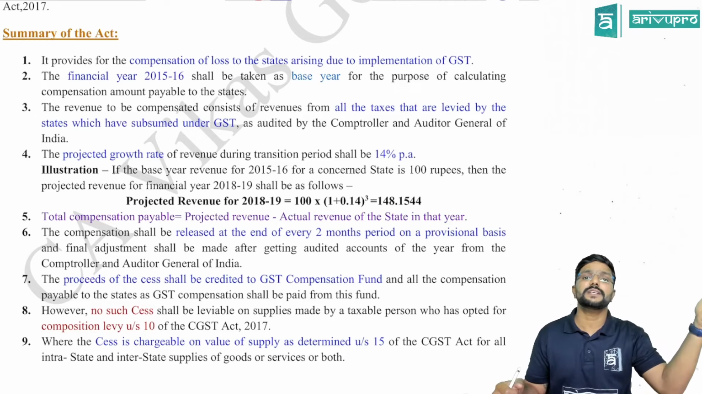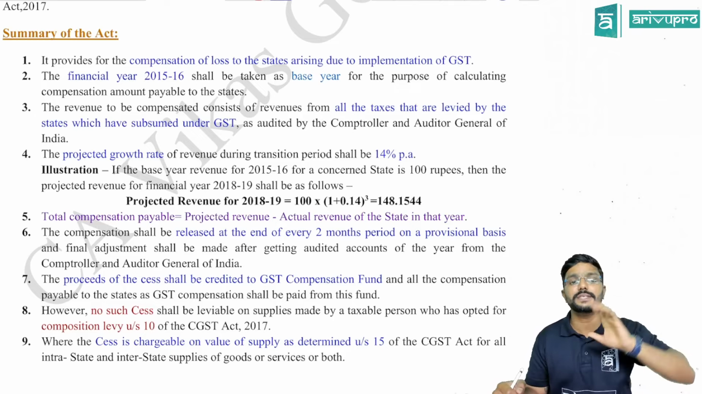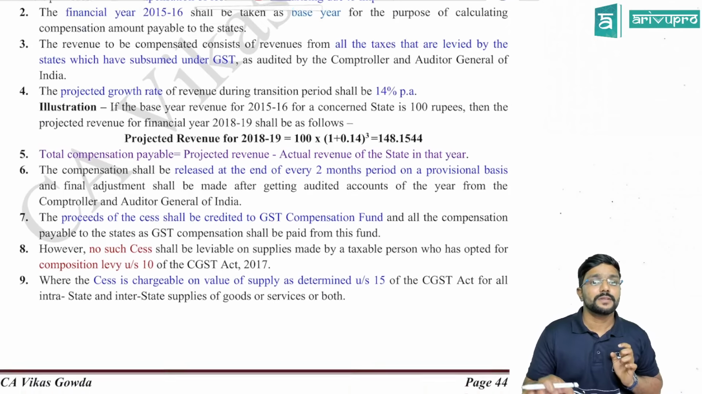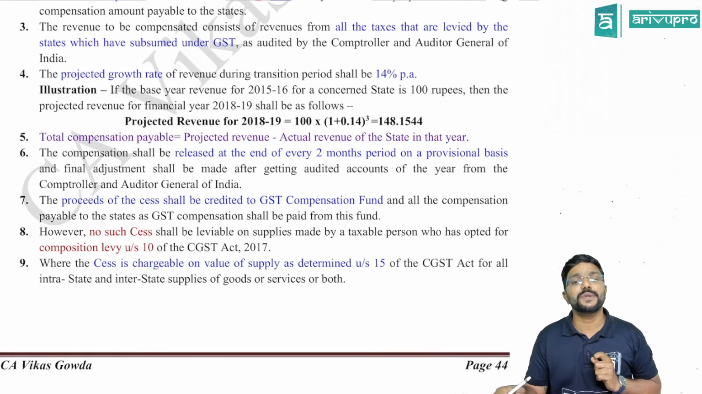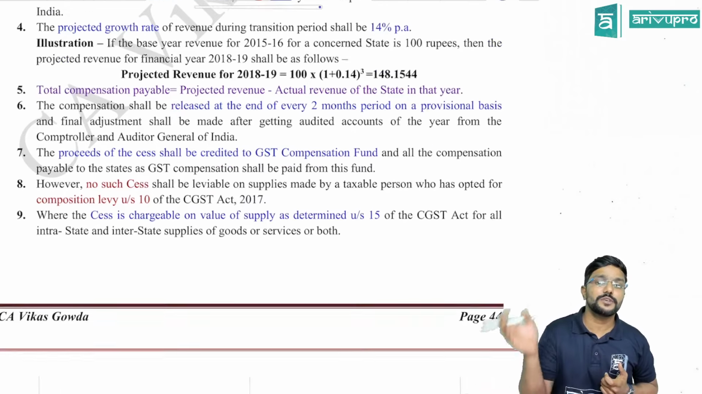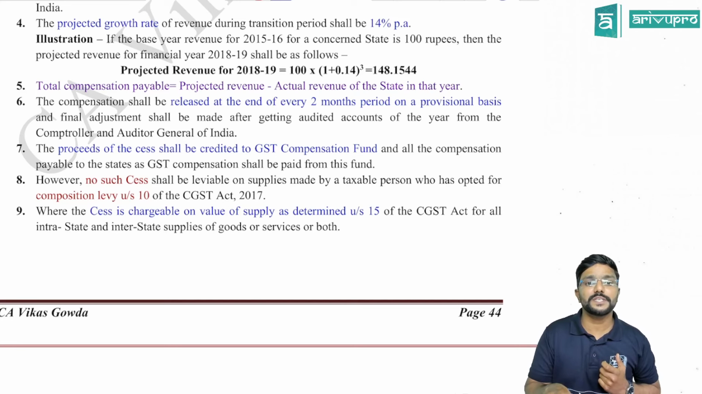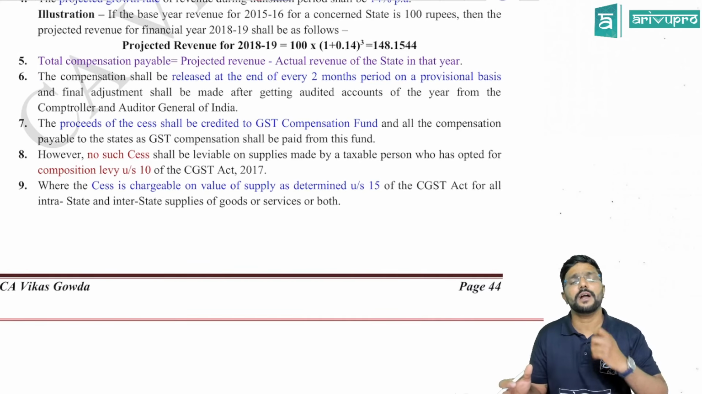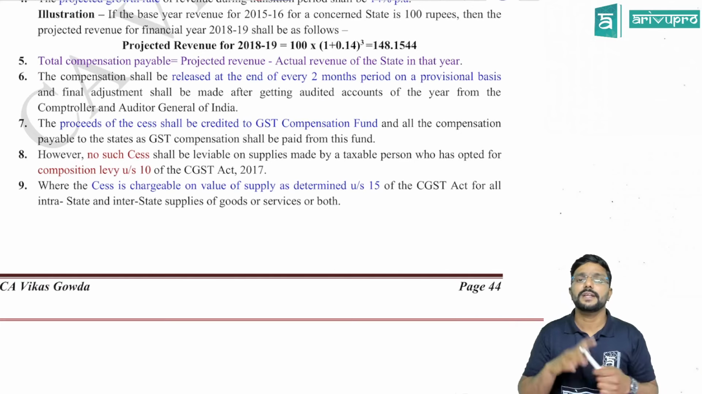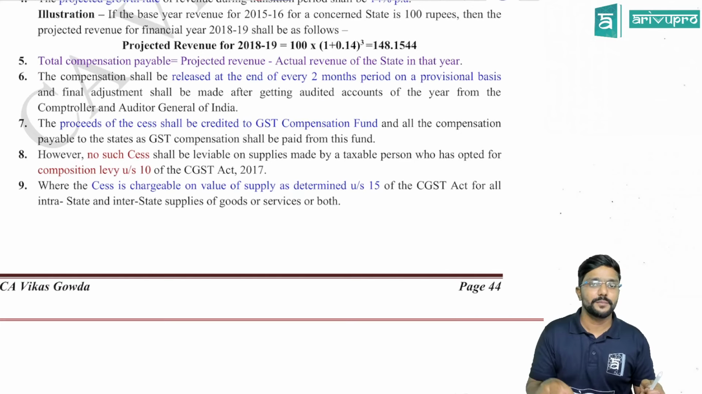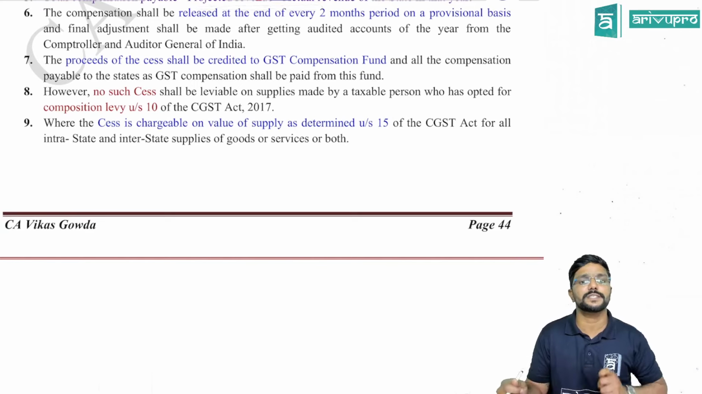For that year, what was the revenue under the previous indirect tax regime which is now subsumed under GST will be calculated. Then the projected growth rate of the revenue during the transition period for each year would be 14% per annum. So based on that, what should be the revenue under GST will be calculated for each year. Then total compensation payable will be the projected revenue, that is under GST, minus the actual revenue of the state in that year. The compensation shall be released at the end of every 2 months on the basis of provisional estimation. Later, the final adjustment will be done based on the audit report given by the Comptroller and Auditor General of India.